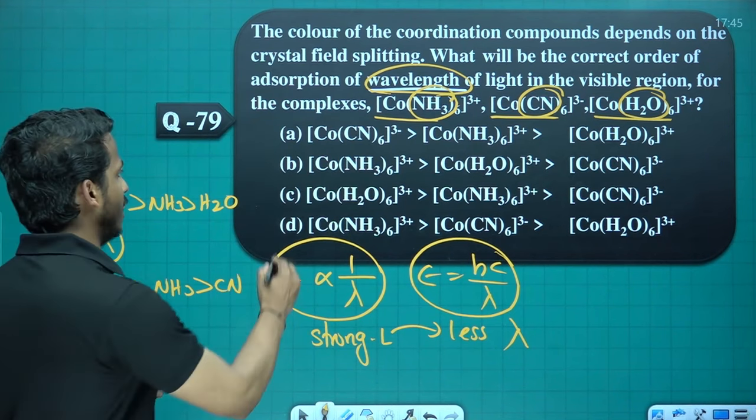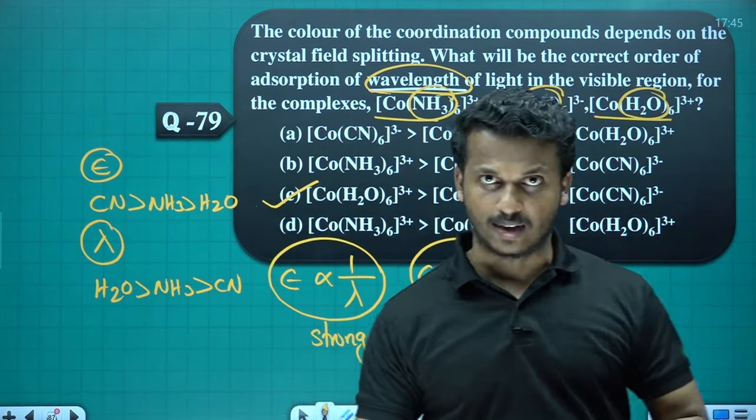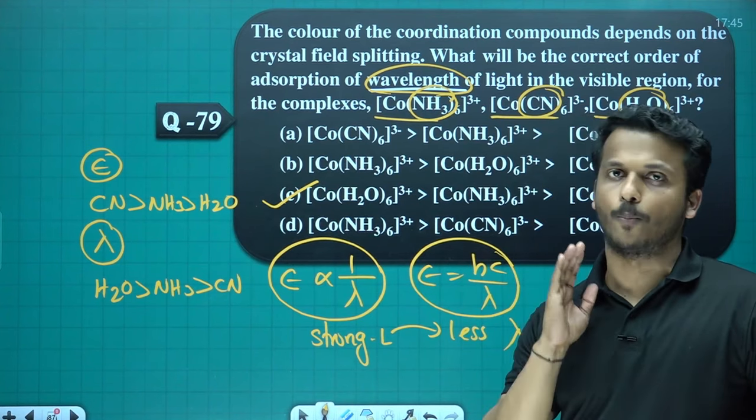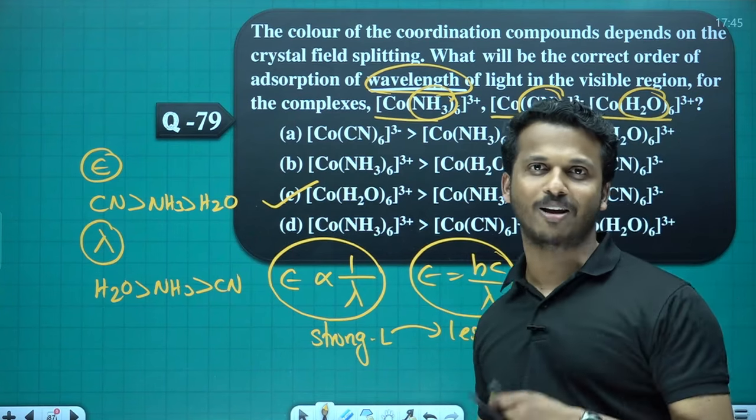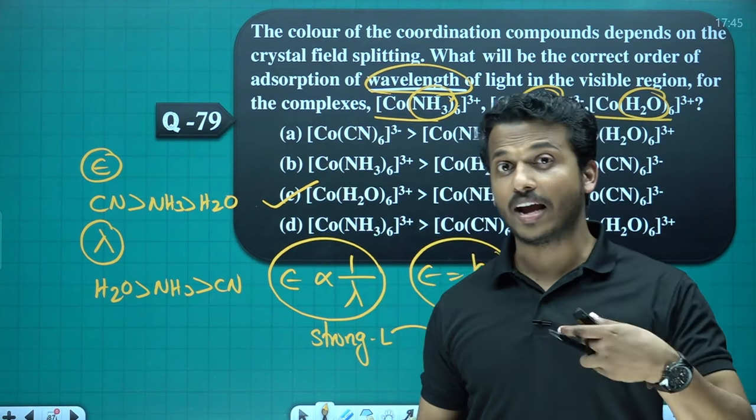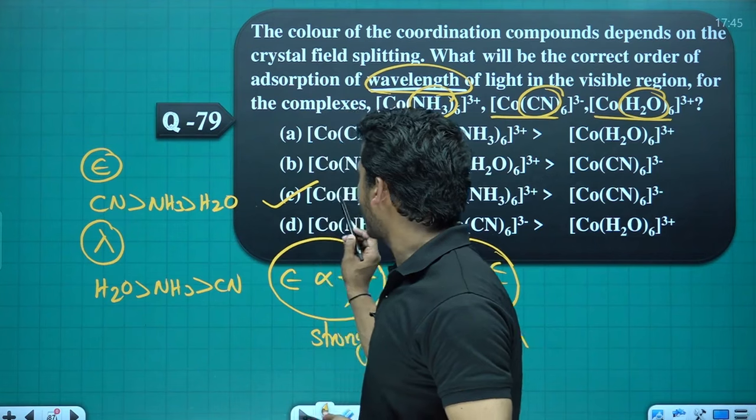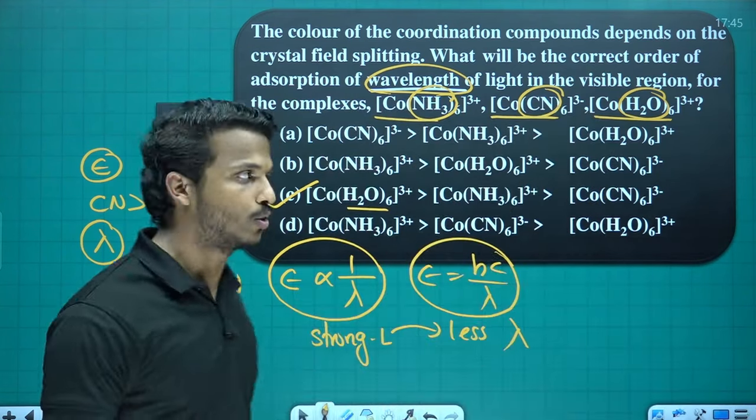H2O, NH3, CN, option C. If they are asking you the wavelength, you know wavelength is inversely proportional to energy. Careful. If you want to know the spectrochemical series, we have to know that the stronger the ligand, the higher the energy. Higher the energy, lesser the wavelength. Aqua is a weak ligand, therefore more wavelength. They are asking the wavelength order.